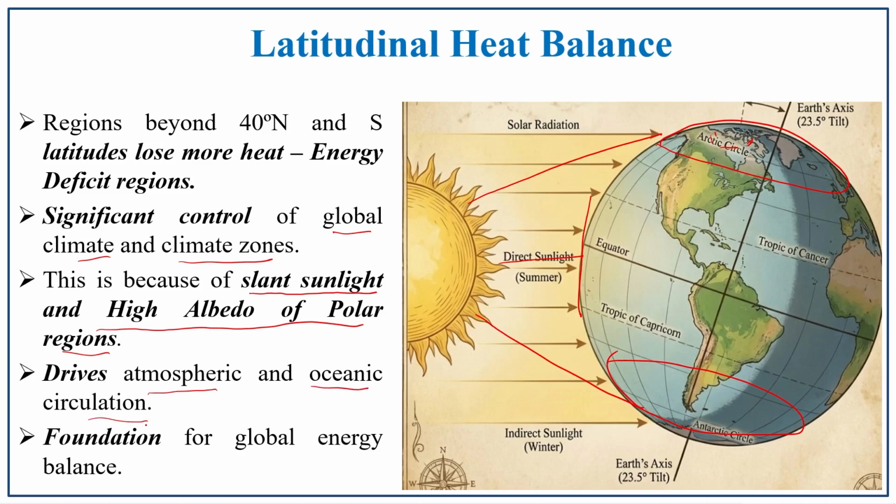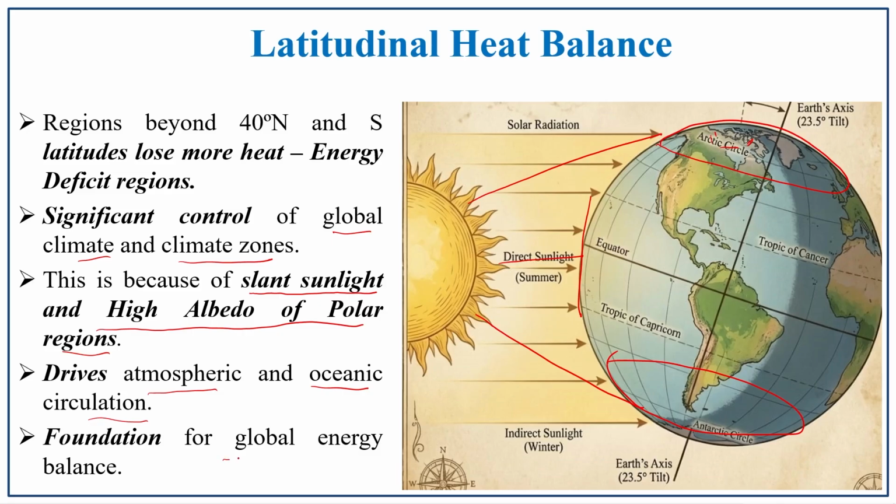Because of this imbalance in heat, what is the main cause? The oceanic circulation, the ocean currents. It is also the foundation for the global energy balance. So, the global energy balance is also supported by this latitudinal heat balance.